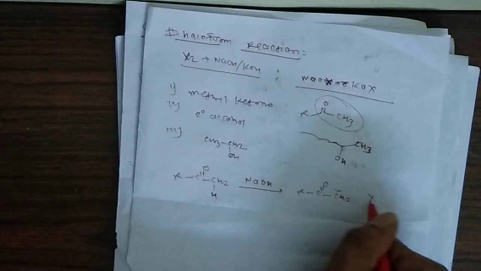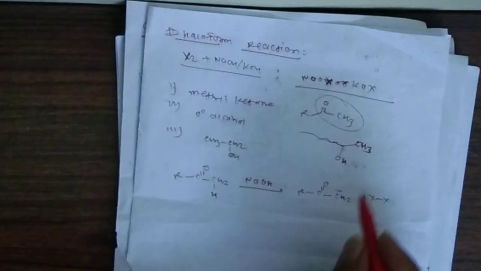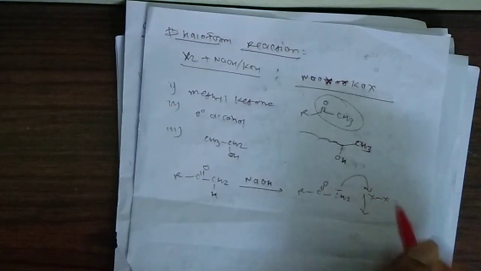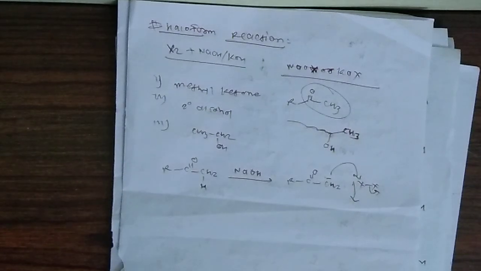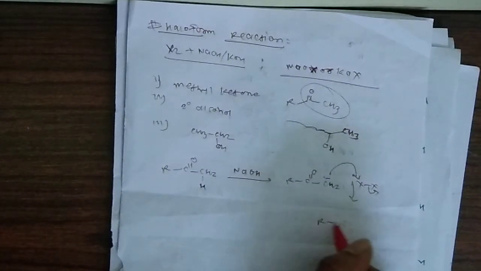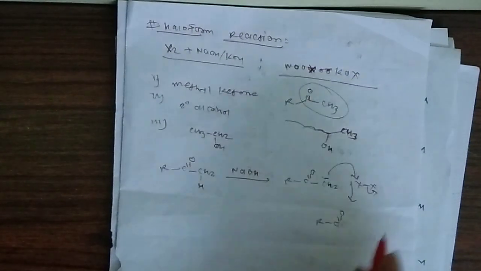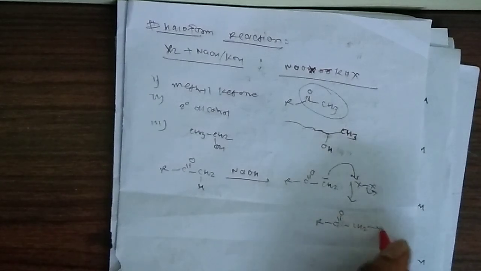Now we have added the halogen, let's suppose any chlorine, bromine or iodine. This negative charge will attack that halogen, one halogen atom will leave, and what will form? C double bond O, CH2X.